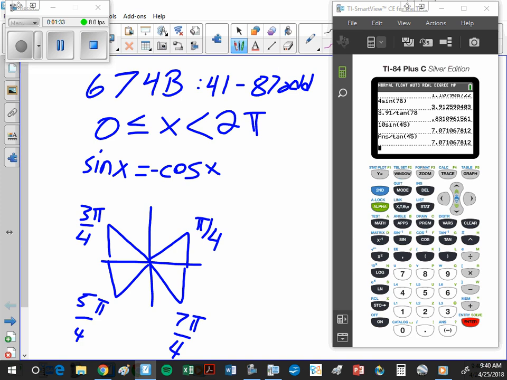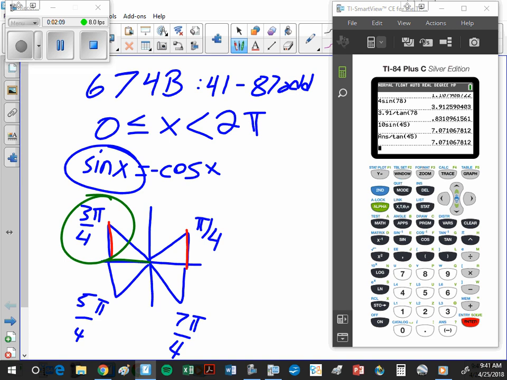Okay, and we want the sine to be positive. When is the sine positive? In 1 and 2. Okay, and then when is the cosine negative? In quadrant 2 and in quadrant 3. So which quadrant has a positive sine equal to a negative cosine? Quadrant 2. So it would be 3 pi over 4.